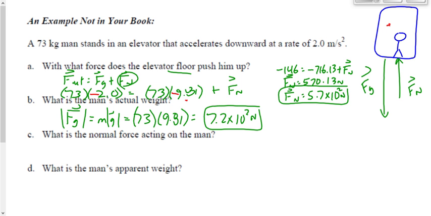Newtons, yeah. Because weight is a force, right? So it's got to be measured in newtons. Remember the difference between weight and mass. Mass, in kilograms, is the amount of matter you possess. Weight, in newtons, is your force of gravity: mass times 9.81. Yep.